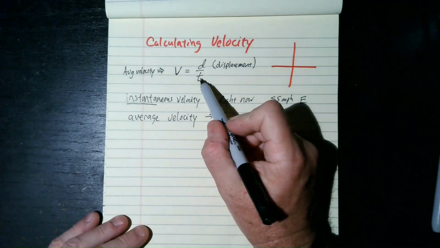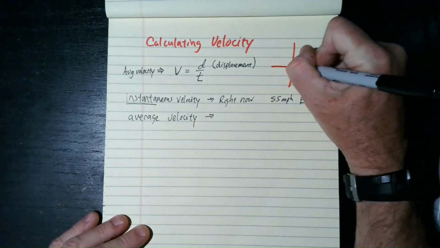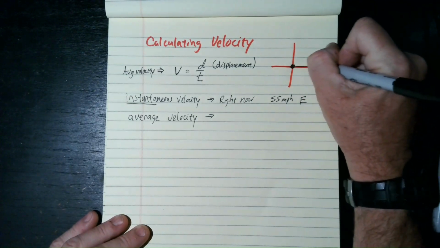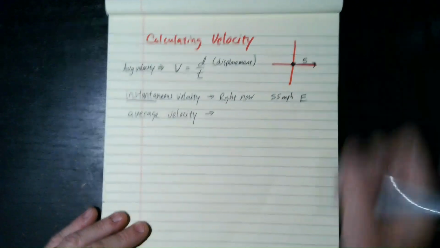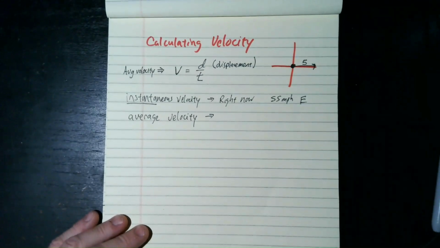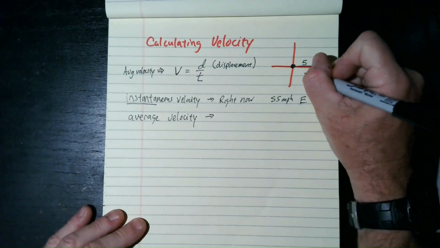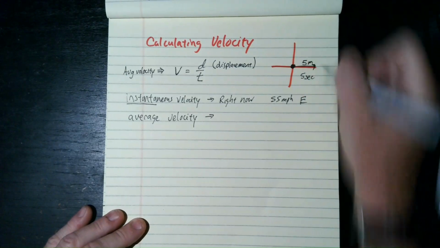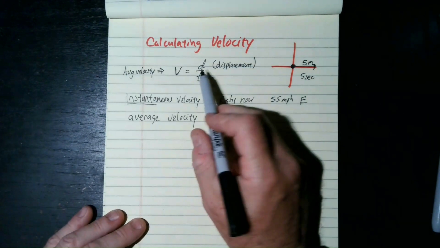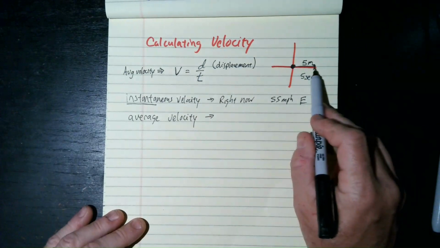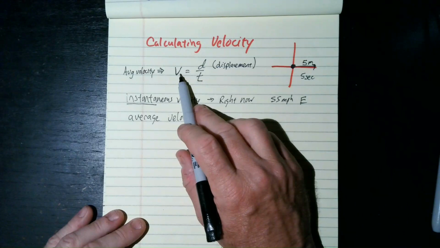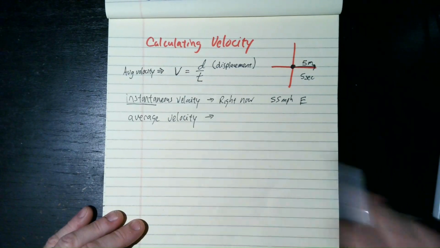So I run a stopwatch and my displacement is from here to here. Say that is a displacement in the positive 5 direction. And I'm running the stopwatch and it takes me 5 seconds to go those 5 meters. My displacement was I wound up 5 meters from where I started. My average velocity would have been 1 meter per second.